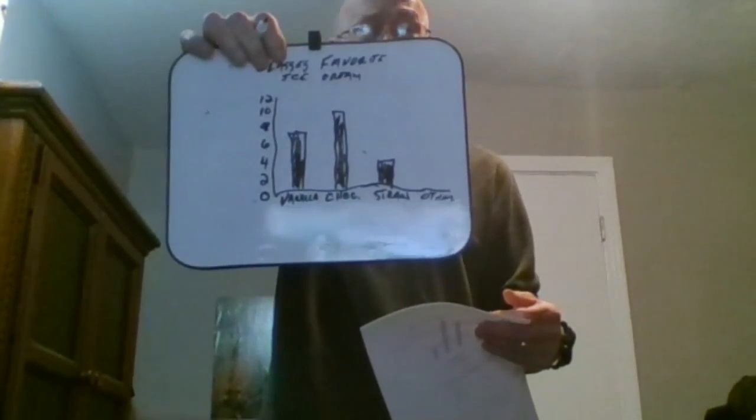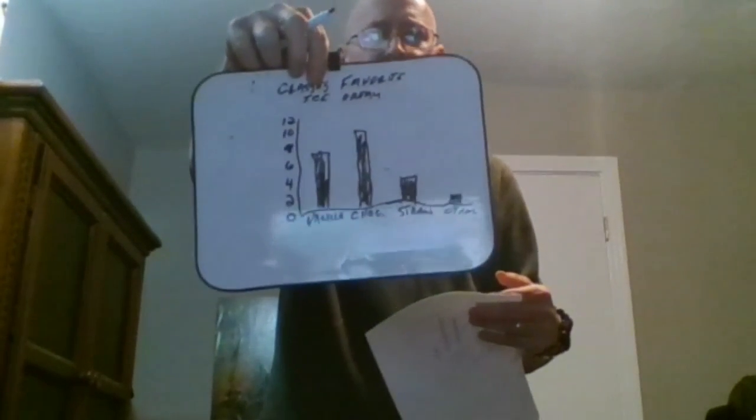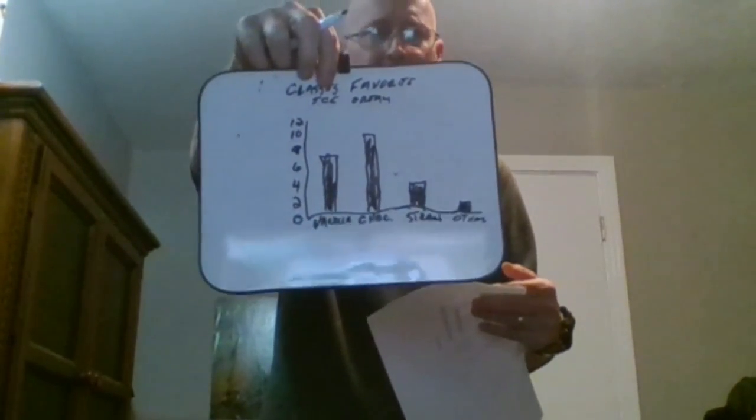Three students who prefer strawberry. And at last, we have one who likes another flavor. Now what does this chart tell us? What does this pie graph tell us?